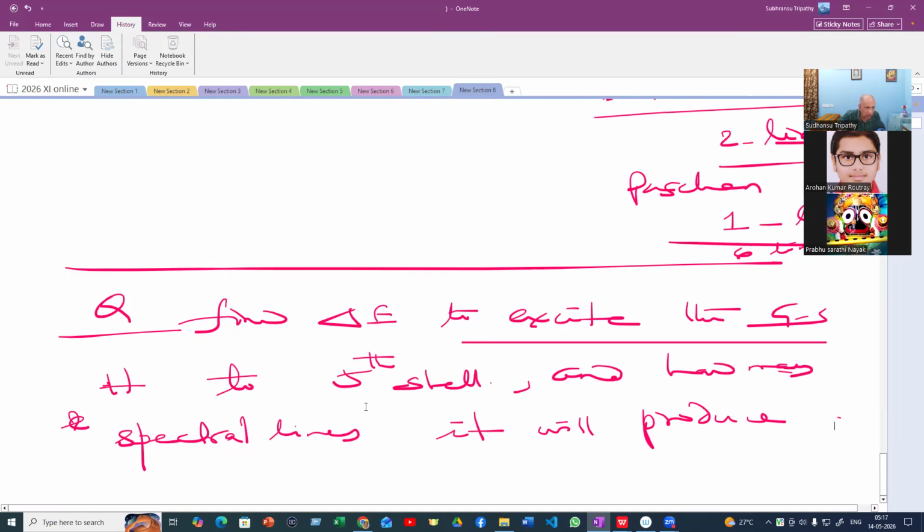What is the energy of the monochromatic radiation needed to excite to the 5th shell? And when we take the emission spectrum, how many lines will it produce, and in which region? Also give the names of the hydrogen spectrum series.